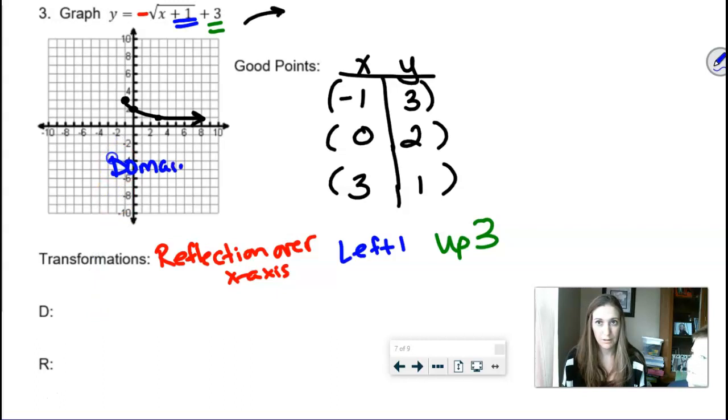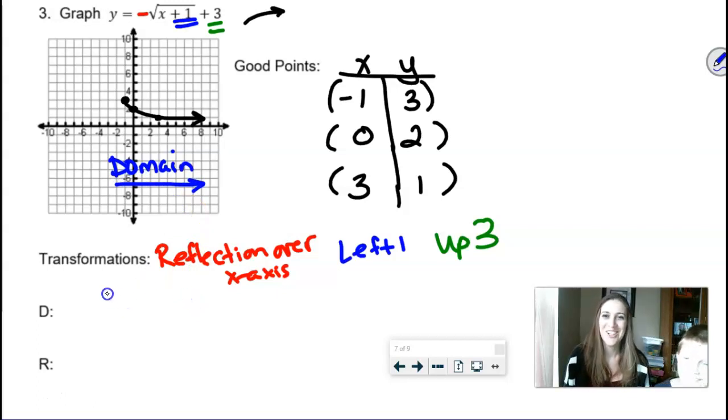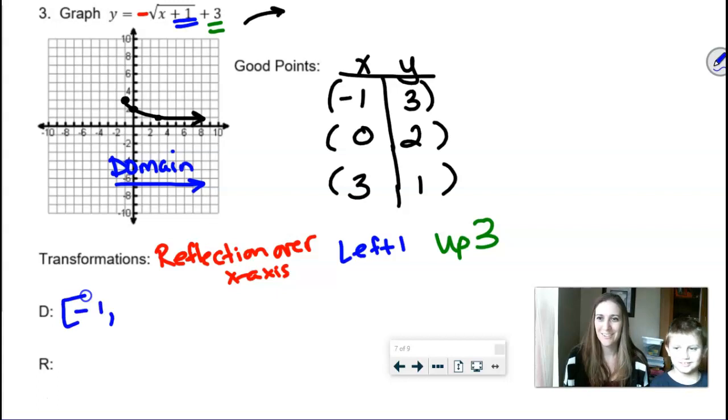You, the other mirror, the other mirror, the other mirror. All right. Domain. Domain starts at negative 1. Goes to infinity. Infinity mirrors. Goes to the other mirror.